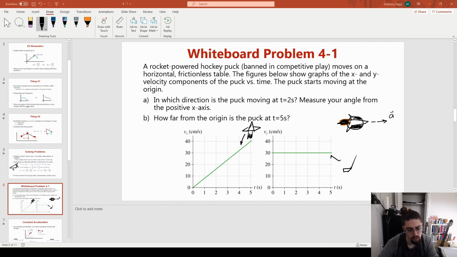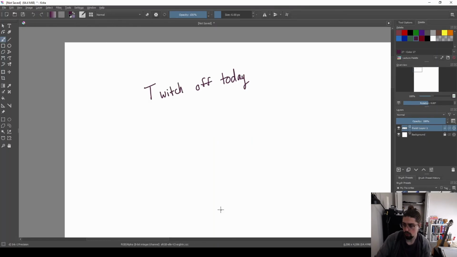Let's go ahead and start taking a look here. So the first thing I want to do is I want to actually give myself a picture of what I think the trajectory is going to look like. So let's go ahead and draw some axes here.